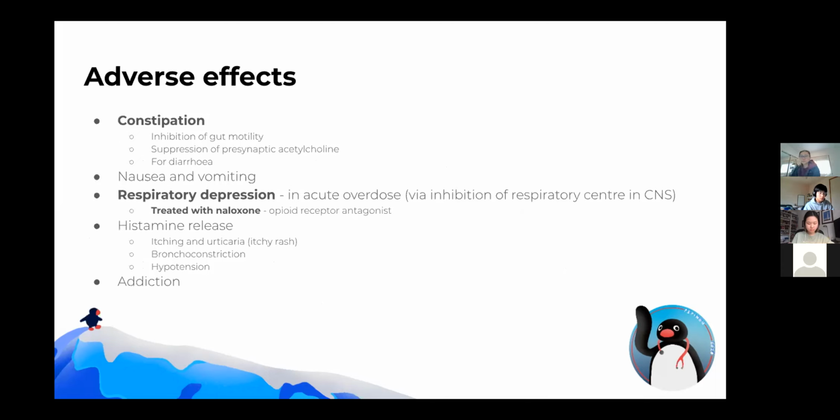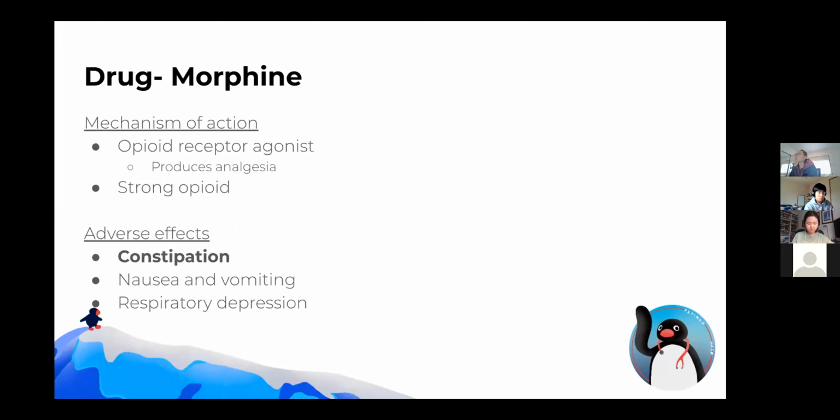So if you take too much of opioids, it could lead to constipation, because it basically inhibits your gut motility, and can also cause respiratory depression. And this is treated basically with naloxone, which is an antagonist of the opioid receptors. There's a few others which you can also read through as well, but these are the main ones. These are the buzzwords that you'll see in exams as well.